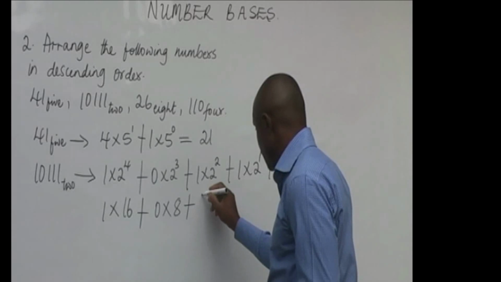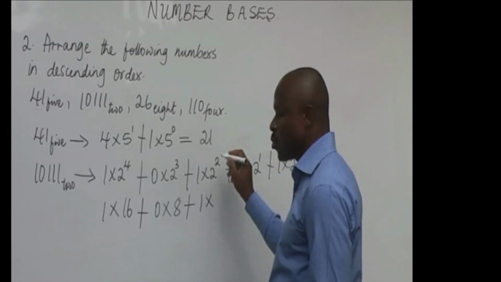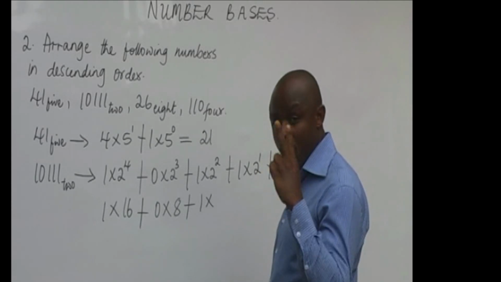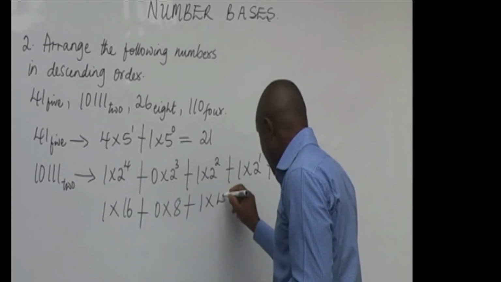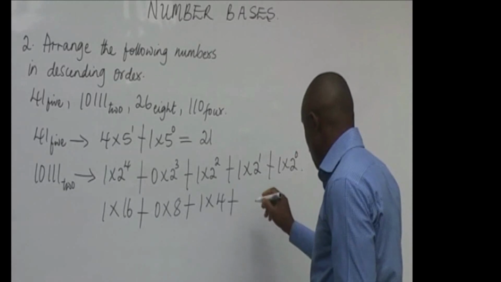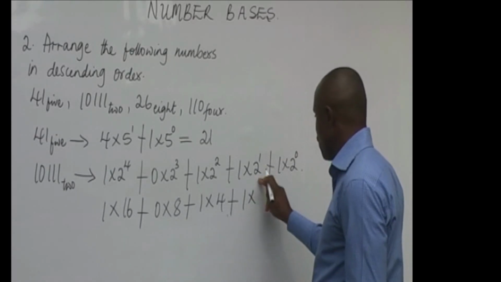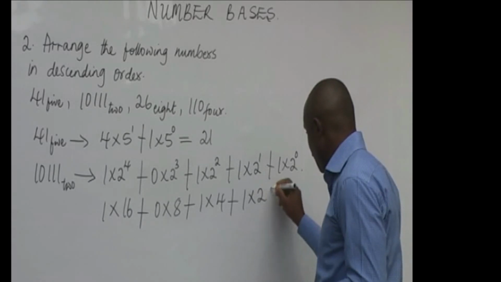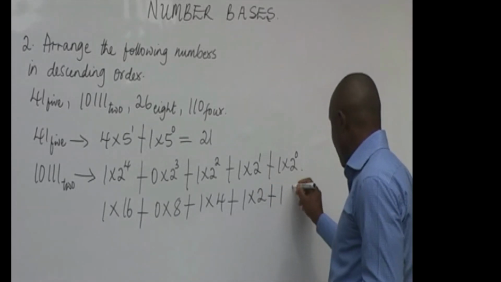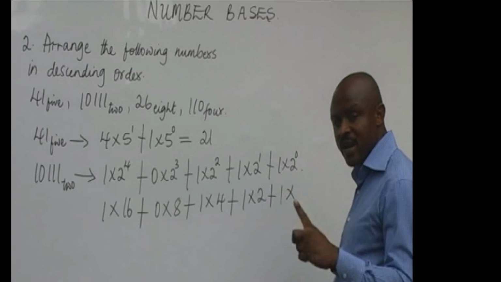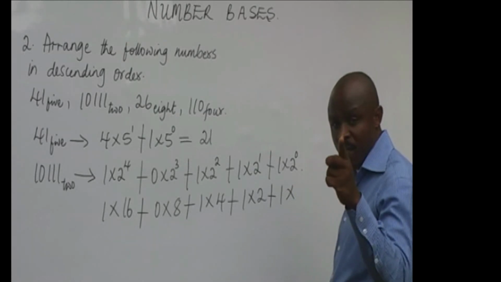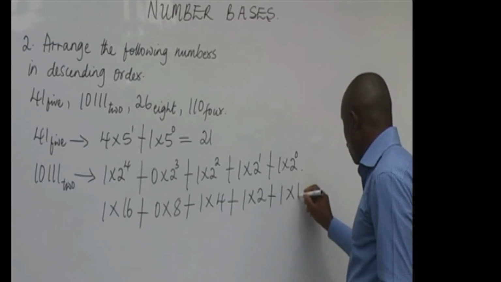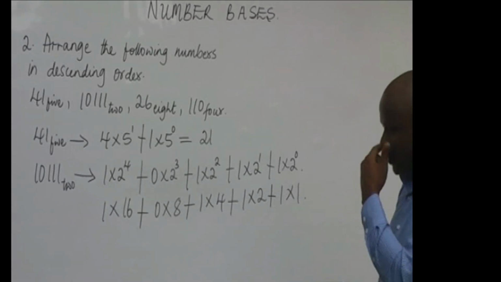Plus 1 times 2 squared means 2 times 2. That means that will give you 4. So we have 4 here, plus 1 times 2 exponent 1 means 2. So we have 2 plus 1 times anything exponent 0 is 1, including 2. 2 exponent 0 is 1. So we have 1 times 1.